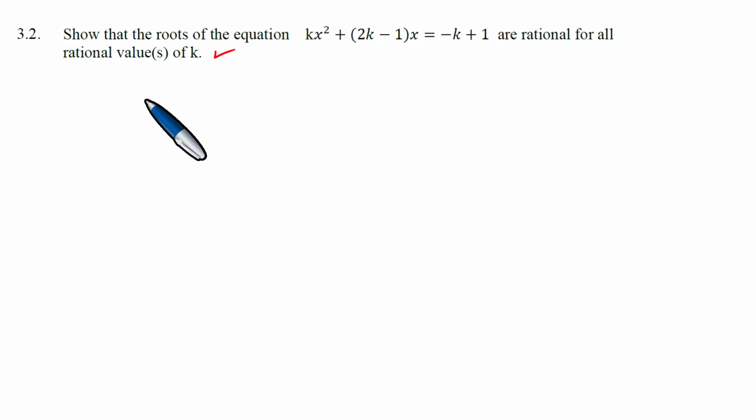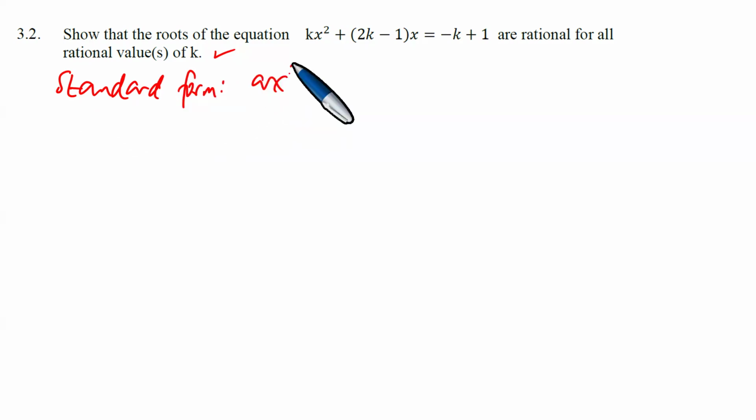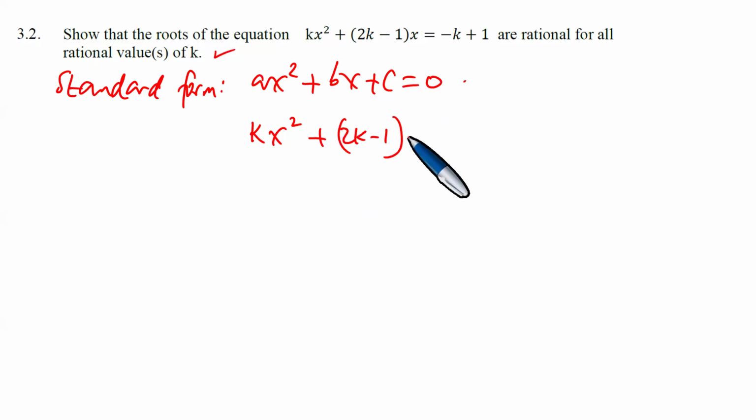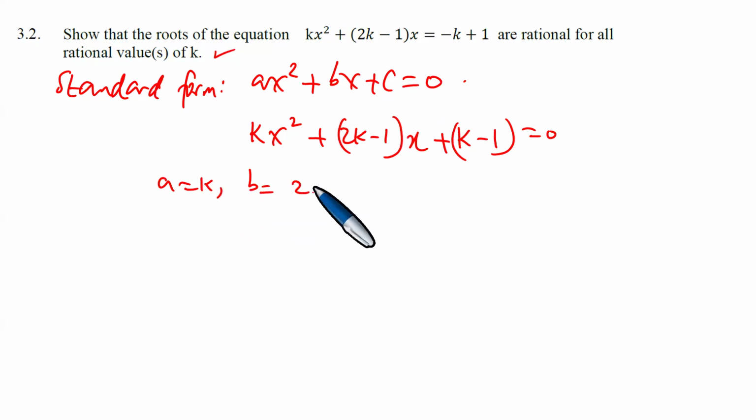We should reorder and remove the brackets. So we can write this equation in standard form. What is the standard form of a quadratic equation? It is ax squared plus bx plus c equals 0. Here we already have kx squared, then the 2k minus 1 x. Then you can bring this one to the other side so that it becomes plus k minus 1. At this point, we can see that our a is k, our b is 2k minus 1, and our c is k minus 1.